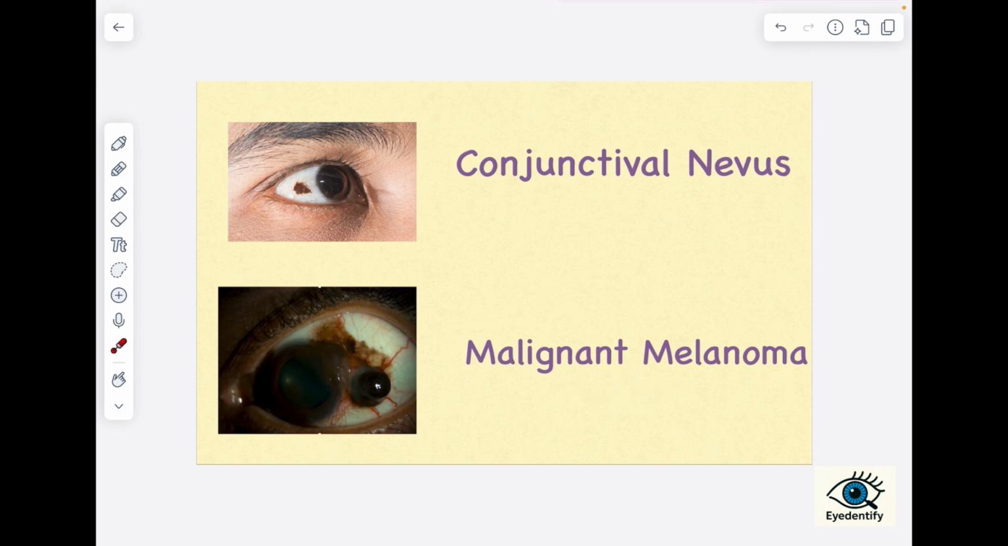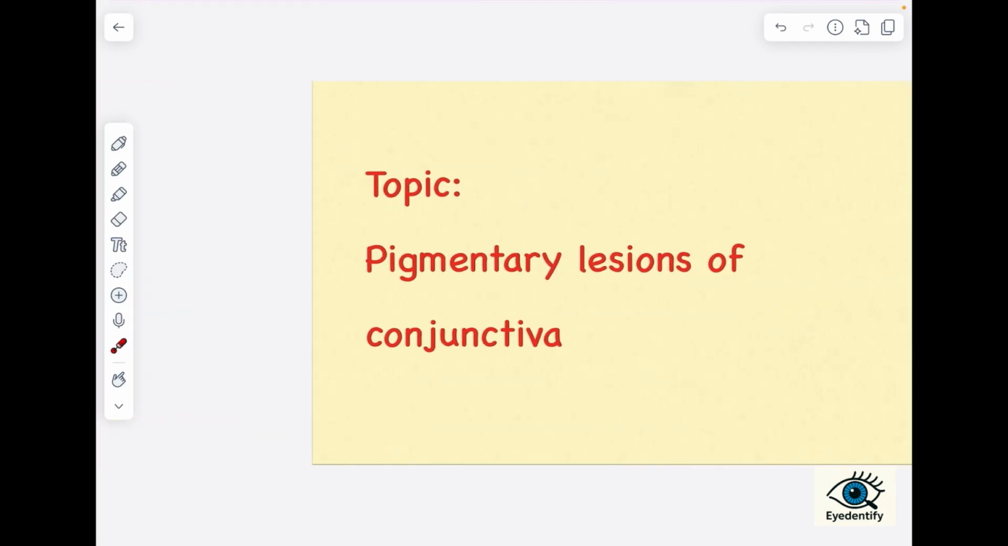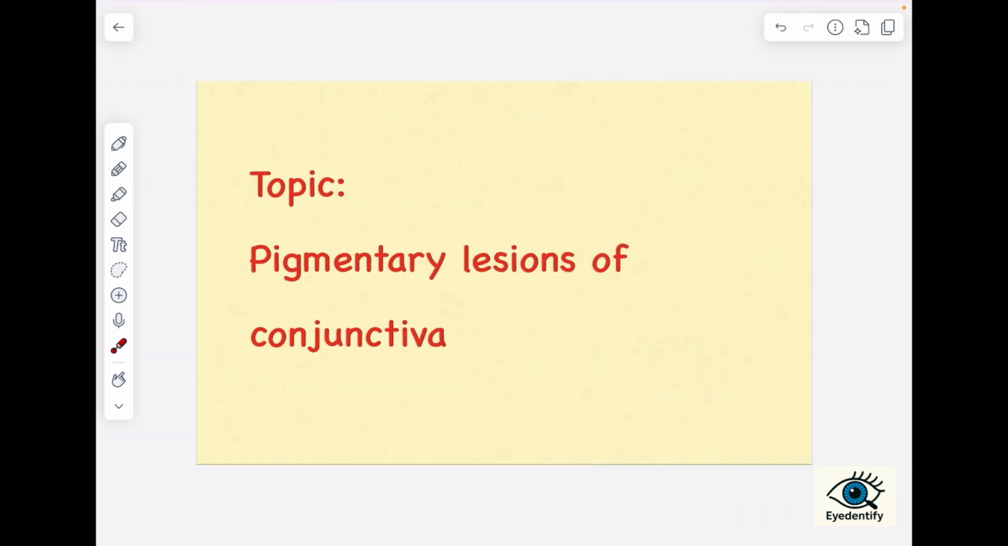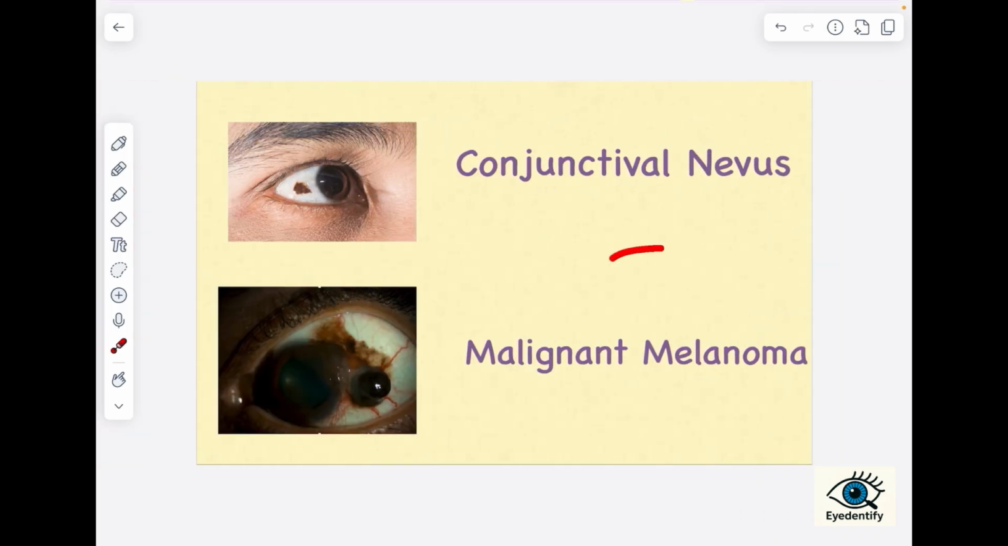Now, nevus of Ota can also transform into malignant melanoma, but for that they would have to describe some pain or a raised lesion in the question, and that is not given. So the most common complication is glaucoma. That's why the answer to that question is glaucoma, and the other pigmentary lesions are nevus and malignant melanoma.